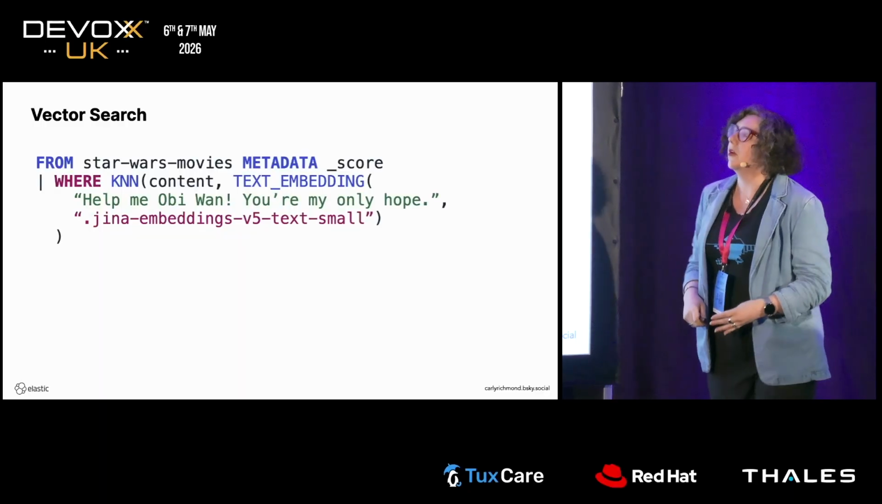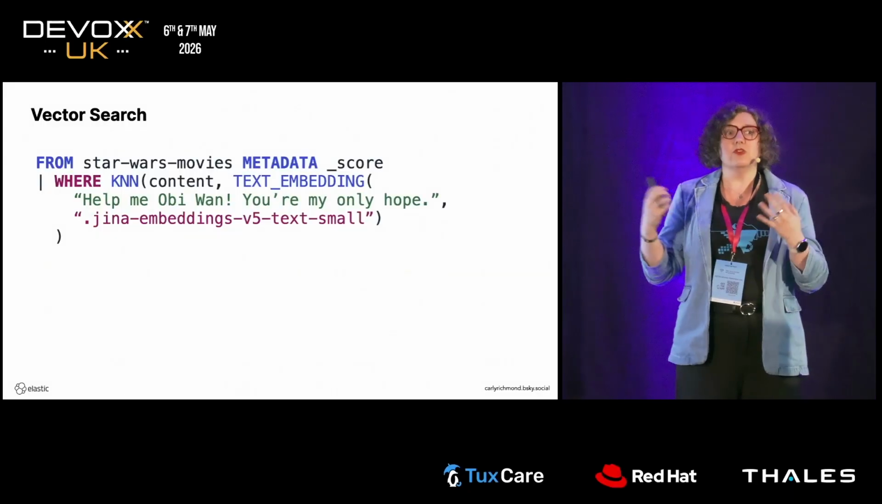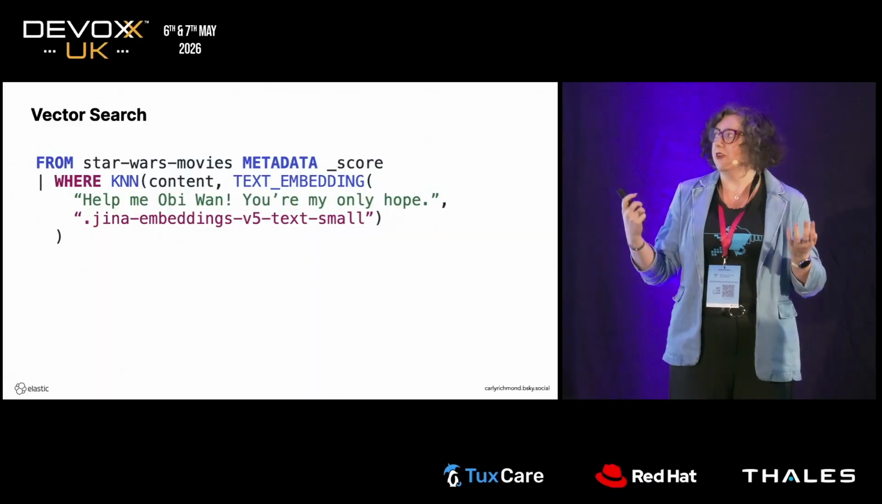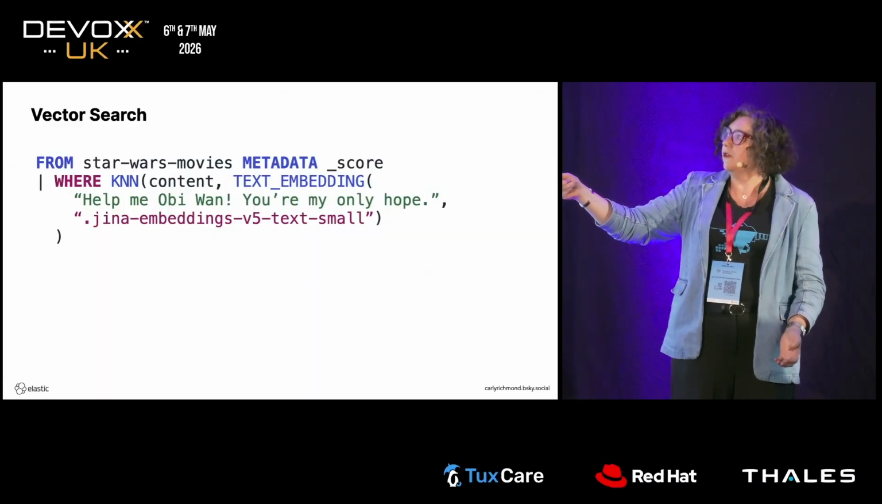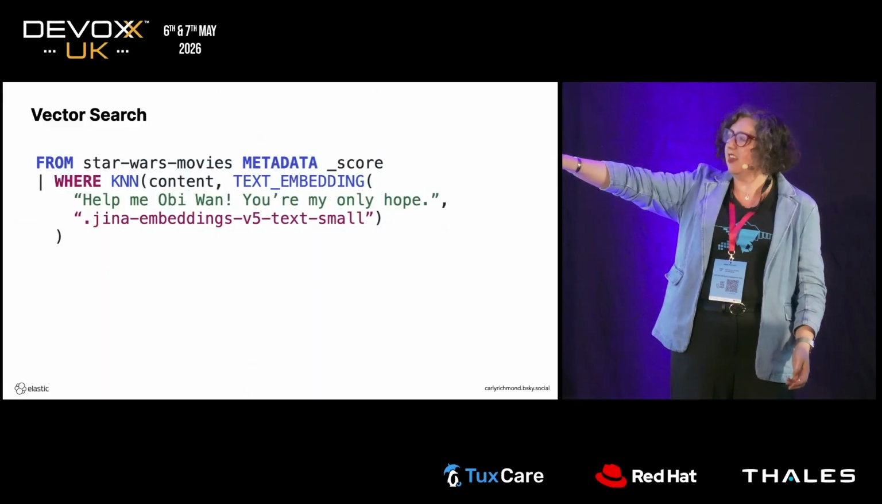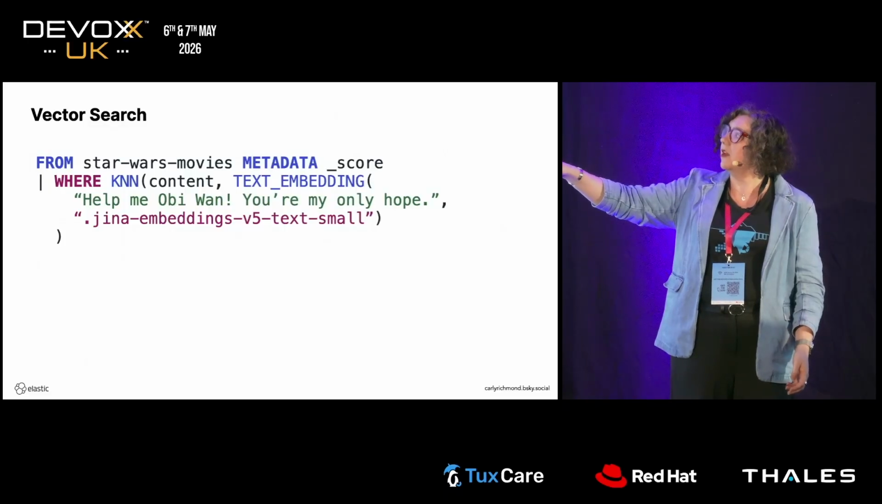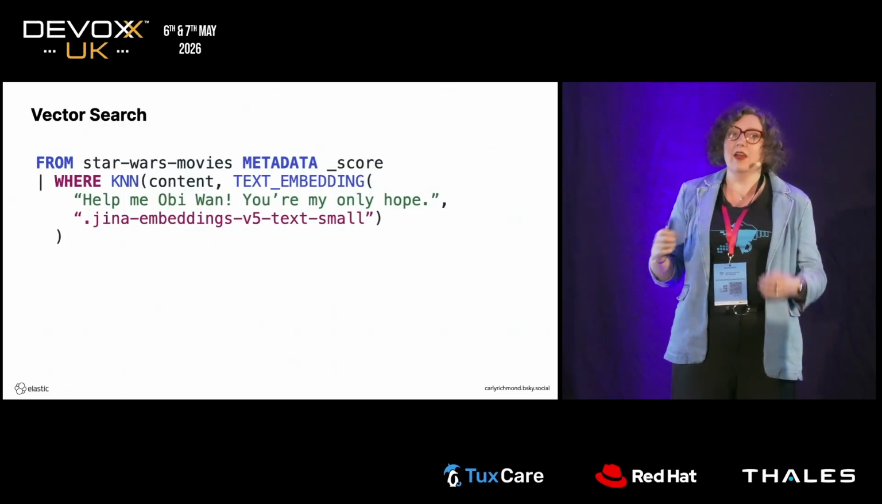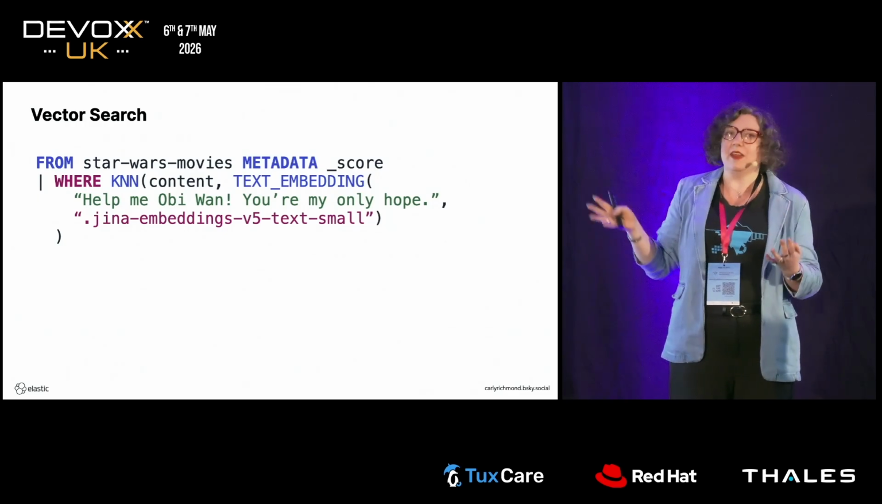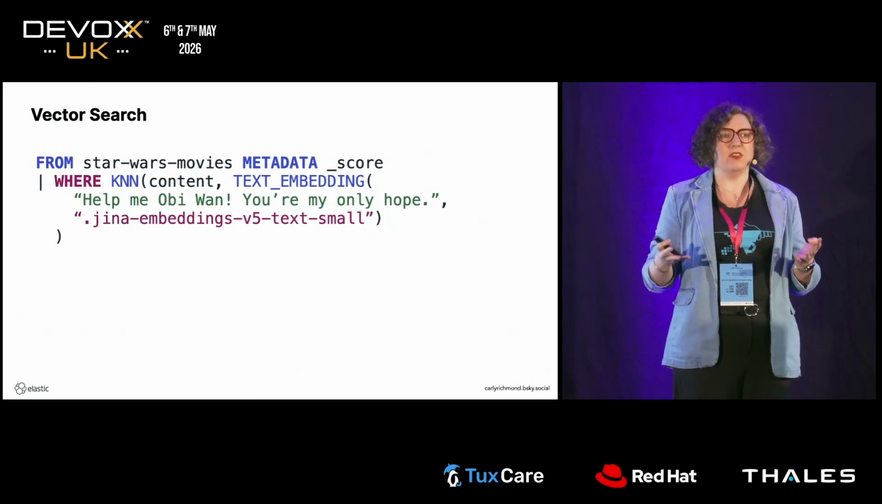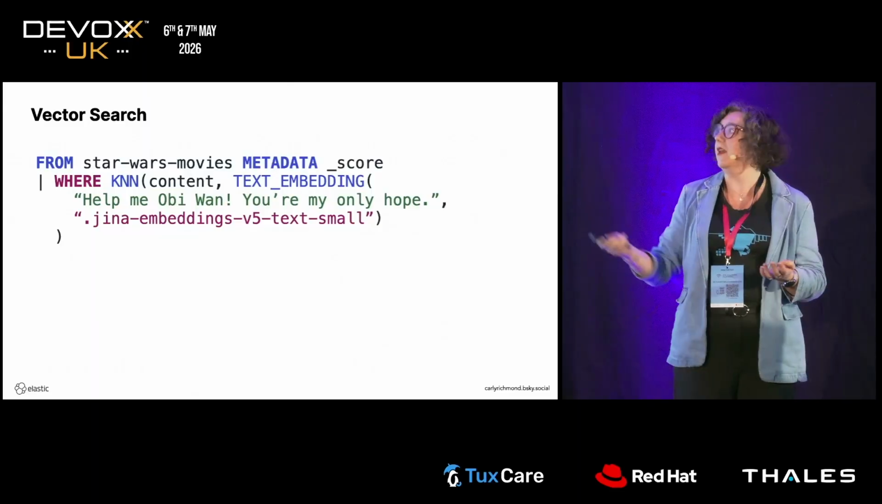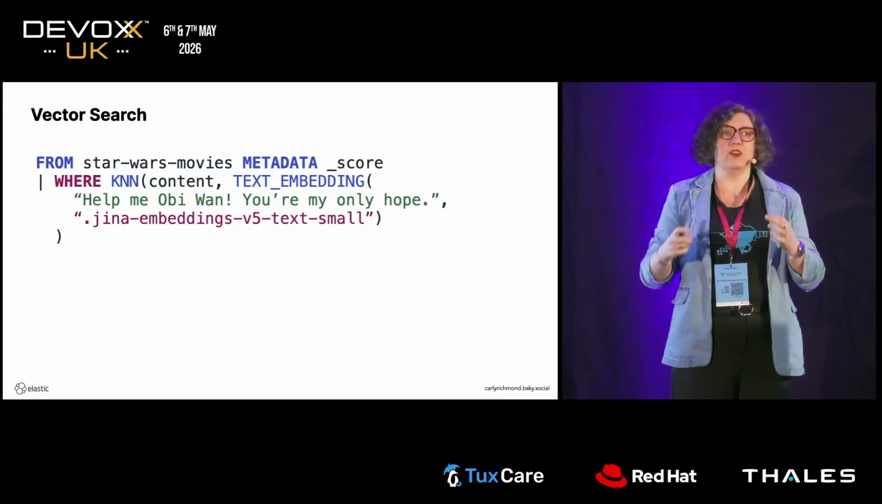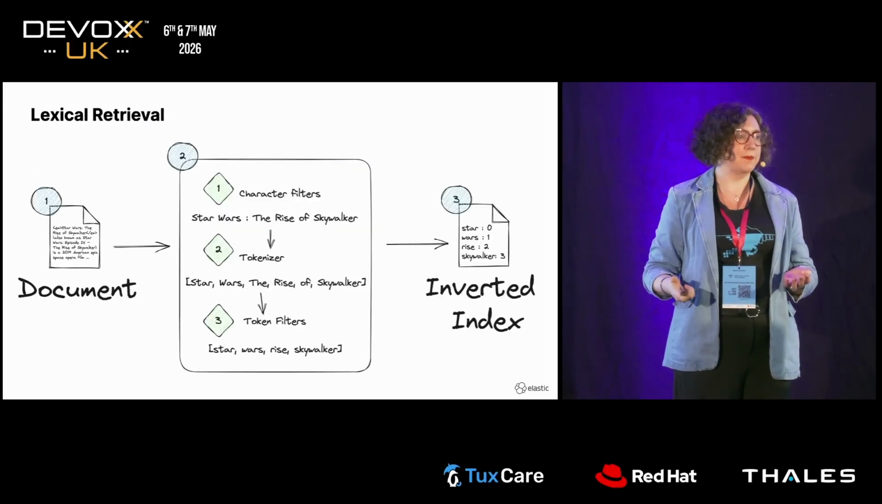This is an example of an ES|QL query. You can also do it in Query SQL, Query DSL and Elastic as well. So you'll see from my Star Wars Movies index, I'm doing a KNN query on the content field, and I'm generating a simple text embedding for this piece of text here, and I'm utilizing the Jina Embeddings v5 model. So that's a really simple example of a vector query, utilizing k-nearest neighbor search, which will return the closest candidates.